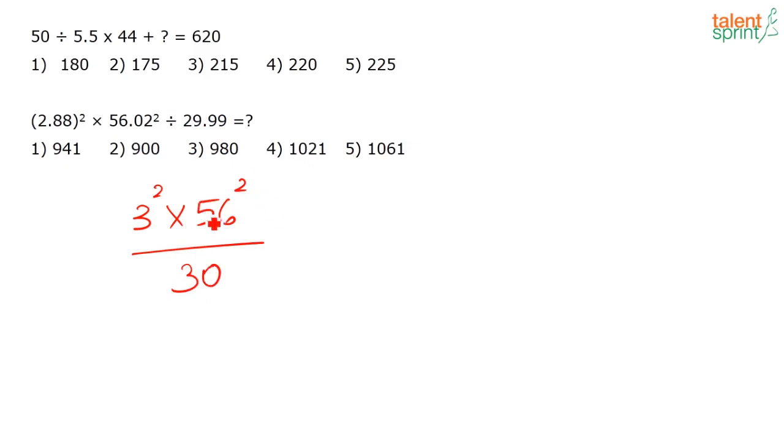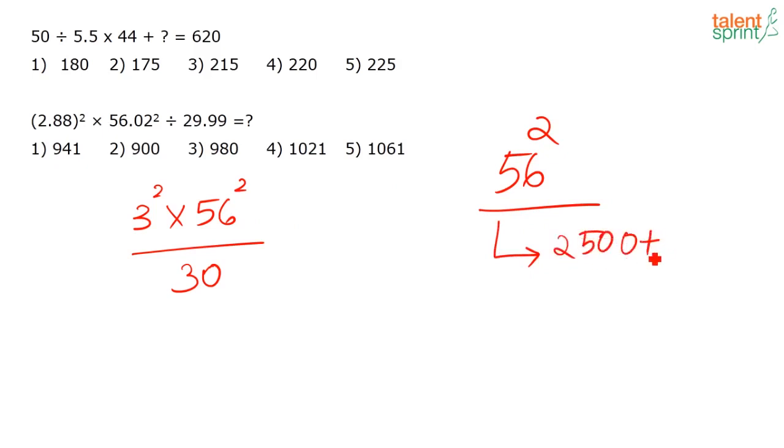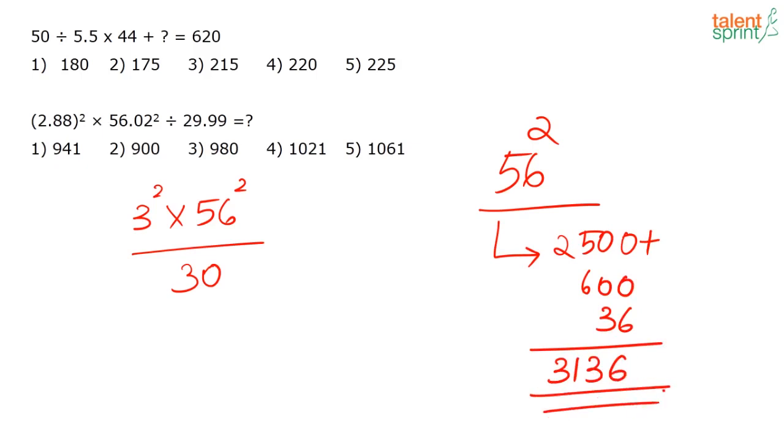So what is 56 squared? How do you calculate 56 squared? I am sure all of you have gone through our Speedmax video. There is a smart method to find squares of numbers, right? So to find 56 squared, how do we do it? It is nothing but 2500 plus 600 plus 36. I hope you all know this method, which is equal to 3136. Or do you want me to explain this? I hope that was clear. Okay, so 3136. Now 3 squared is 9, correct?